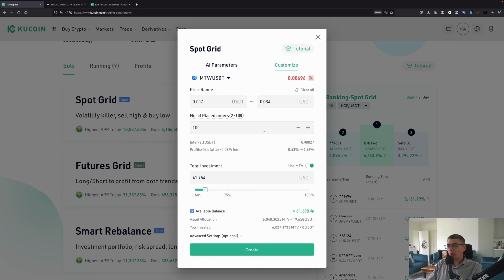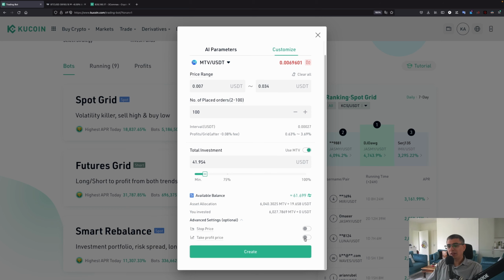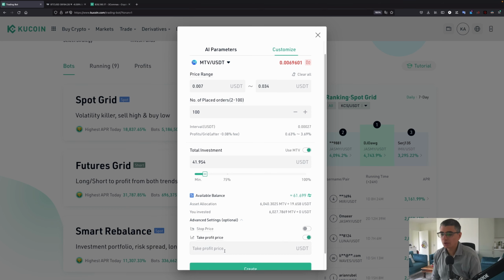So now we defined all the parameters and now I can click on create. And here in advance, you can set a take profit price. If you set this price, then I think the bot will sell everything and return your money from the bot to your trading account. It's very important to remember that to start a bot, you need funds or assets in the trading account, not in your main account on Kucoin.